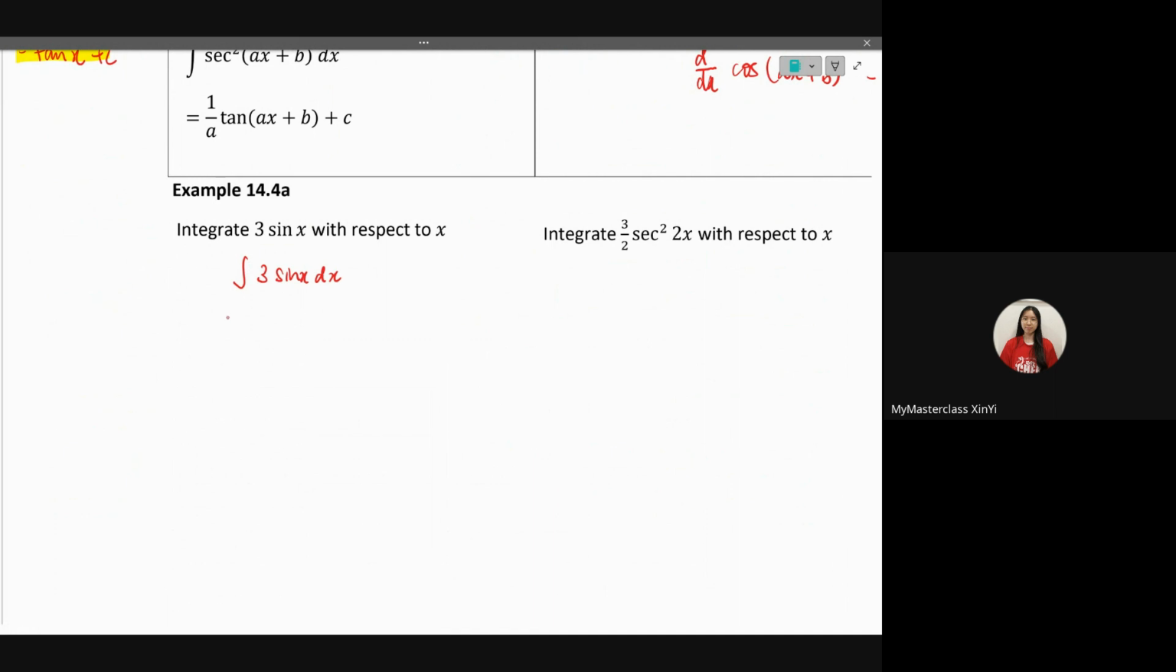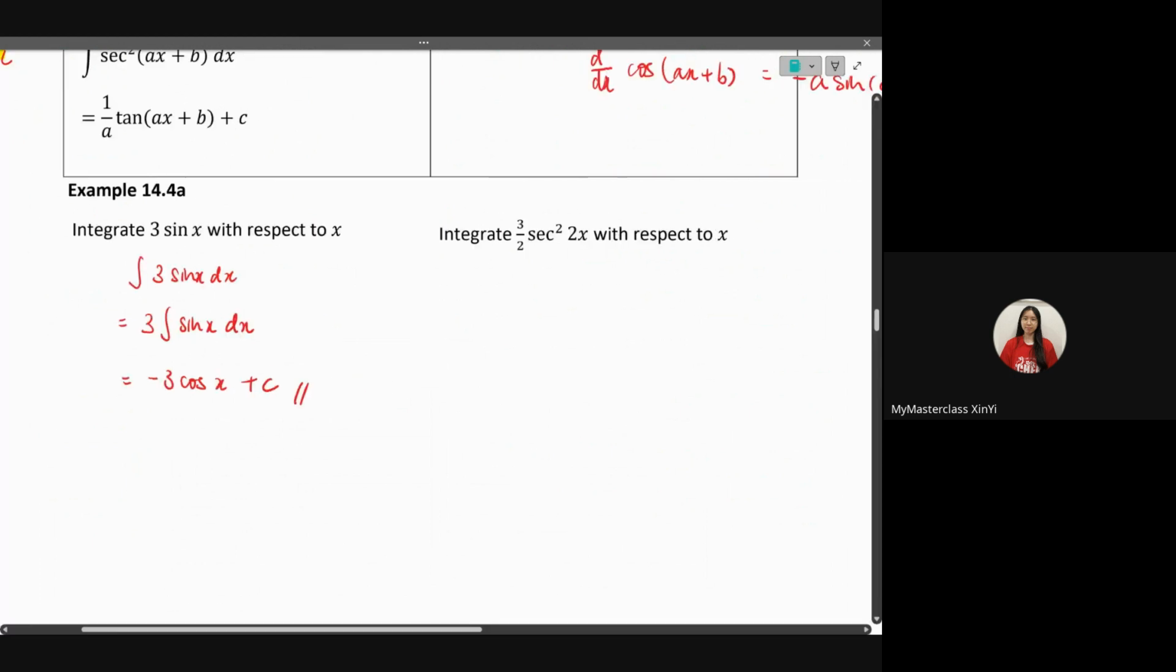First of all, for integration, we can always take out the constants, so I will take it out. It becomes 3 times the integration of sine x. When I integrate sine x, I will get negative cosine x. Therefore, I will have negative 3 cosine x plus c. So far still simple stuff.